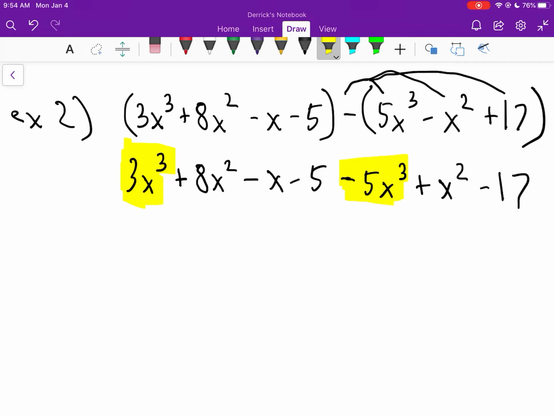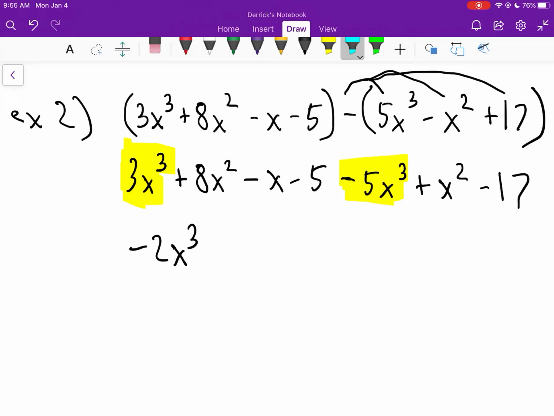So, take the coefficients, the numbers in front, and combine those. We have a 3 and a negative 5. 3 minus 5, or 3 plus a negative 5, would give me a negative 2x to the third.